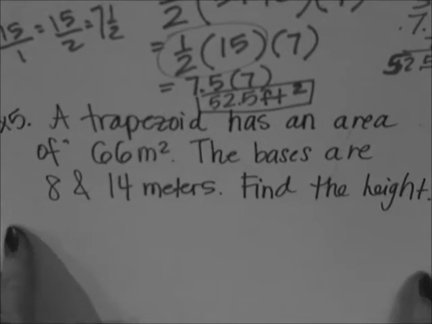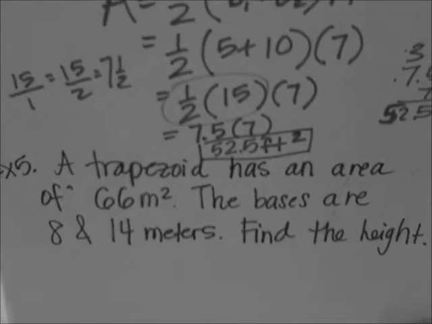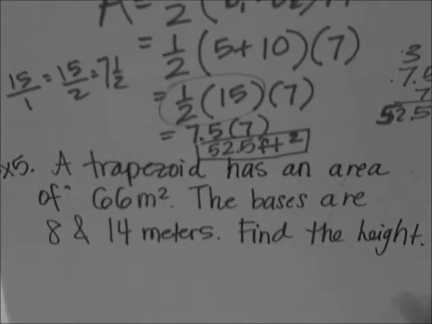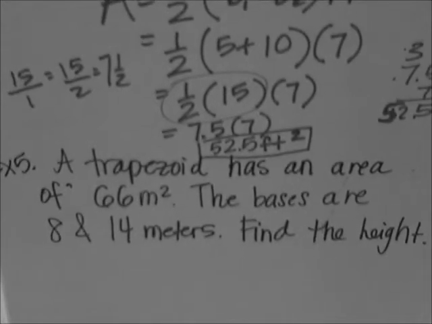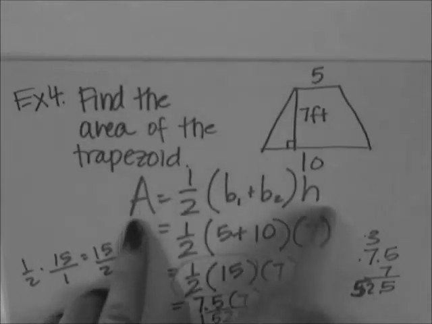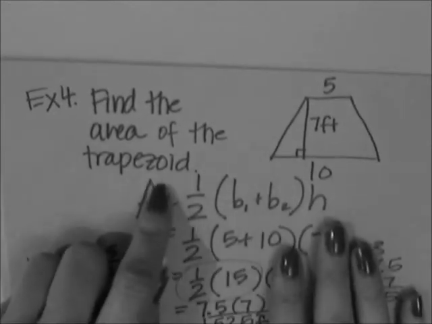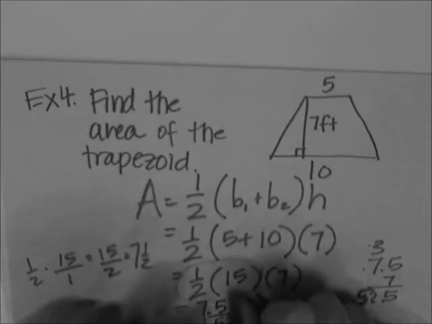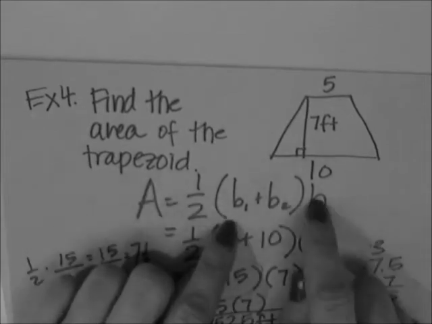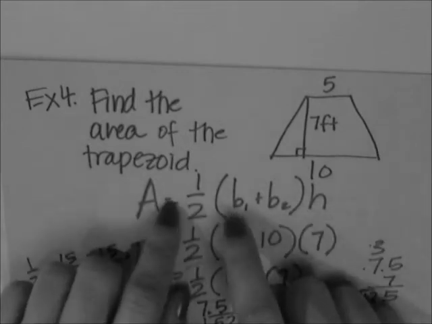A trapezoid has an area of 66 meters squared. The bases are 8 and 14. Find the height. All right, so this is a great example because the area of a trapezoid formula is not just for finding area. We actually can find base or even height. So we can use any of these to find any of these variables. So this time we're going to find height.